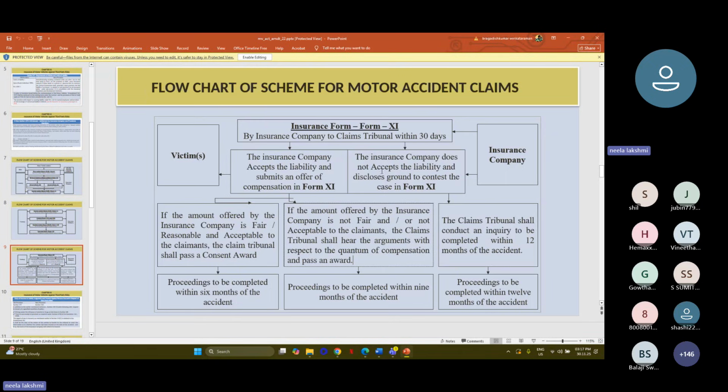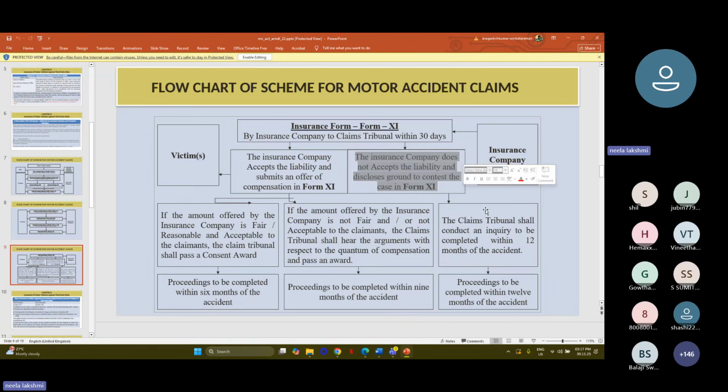The next situation is the insurance company does not accept its liability. Where will it not accept its liability? If there is any breach of policy condition, any breach of permit conditions, or registration conditions, the company would not readily accept its liability.